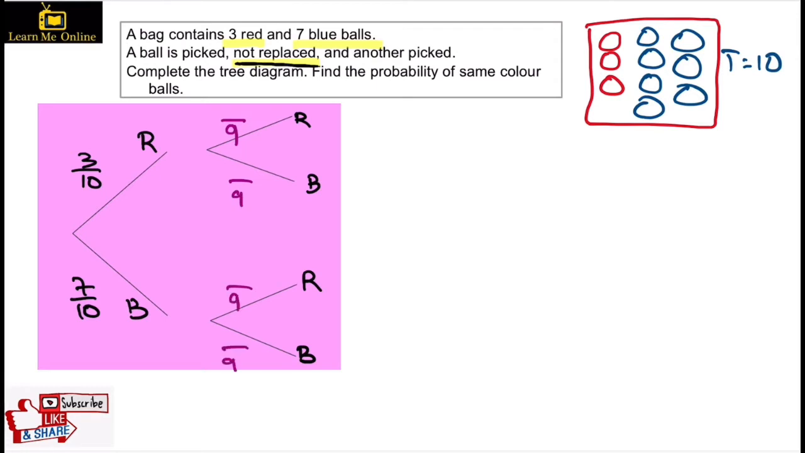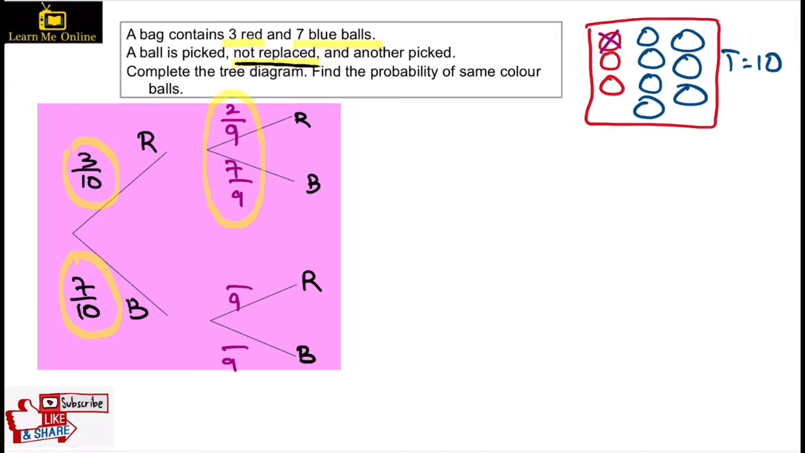Maybe the ball they picked up is a red ball. So the first case is that the ball is a red ball. The probability now of having a red ball is 2 out of 9, and the probability of having a blue ball stays the same, 7/9. Remember that the sum of the branches should always add up to 1. So 3/10 plus 7/10 adds up to 1. And 2/9 plus 7/9: 2 plus 7 is 9, so 9/9 makes 1 as well.